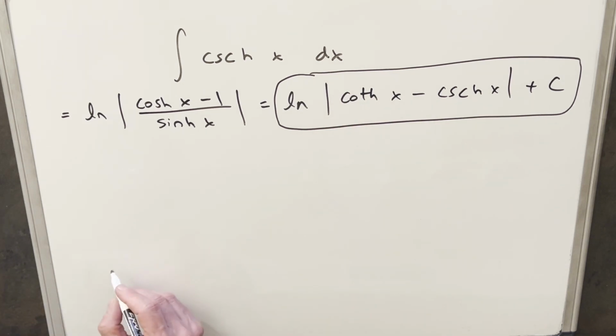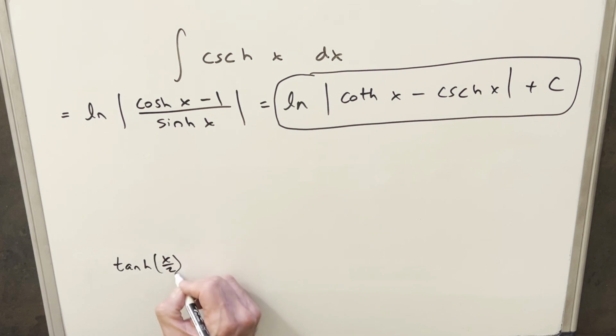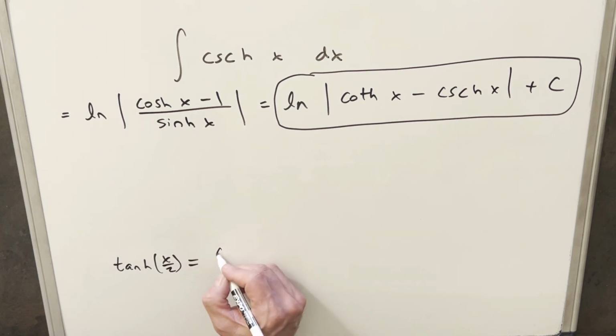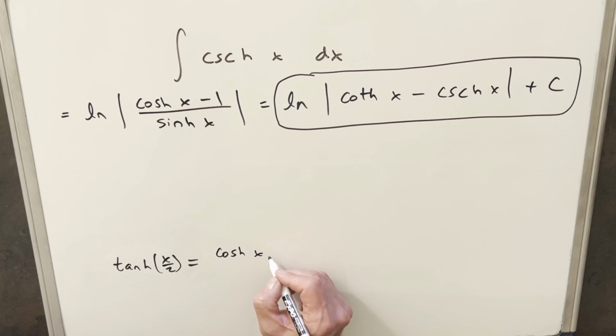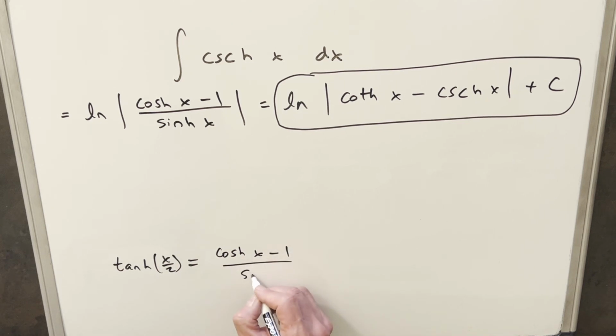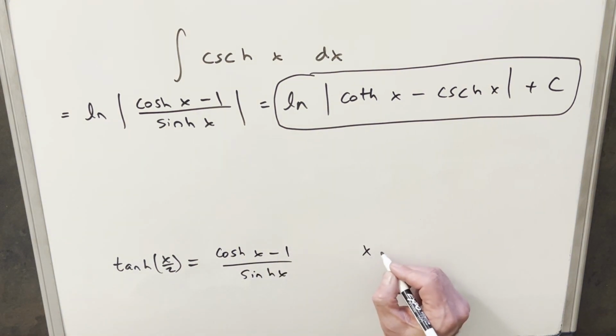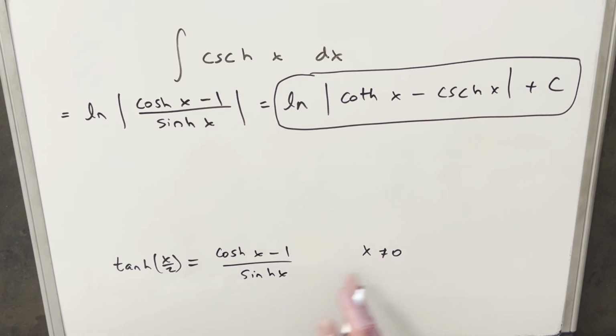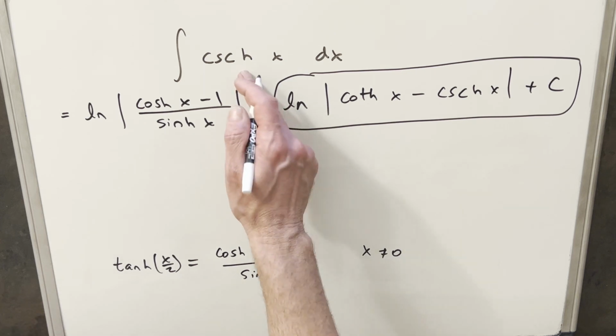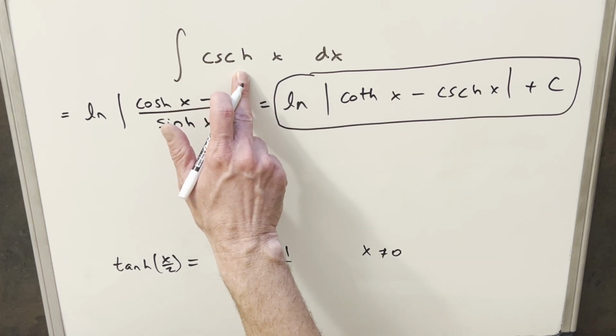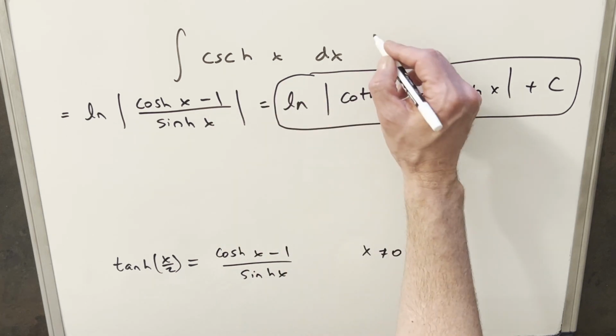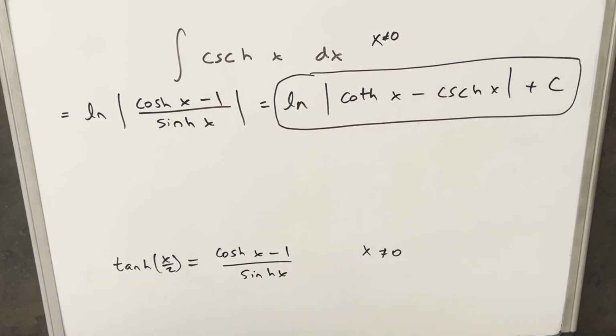But then one other thing I want to do is look at the half angle formula for tangent that we found a few videos back. We found 2 formulas, but one of them was just cosh x minus 1 over sinh x. And this had the restriction that x can't be equal to 0 because then sinh is 0 and we're dividing by 0 there. But it's actually not a problem because we have sinh in the denominator in our original. So x can't be equal to 0 here either. So that was already a restriction.